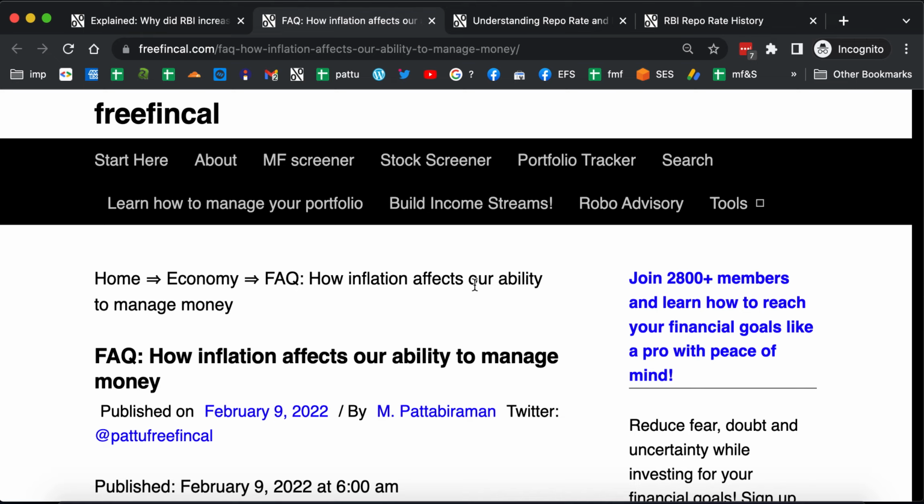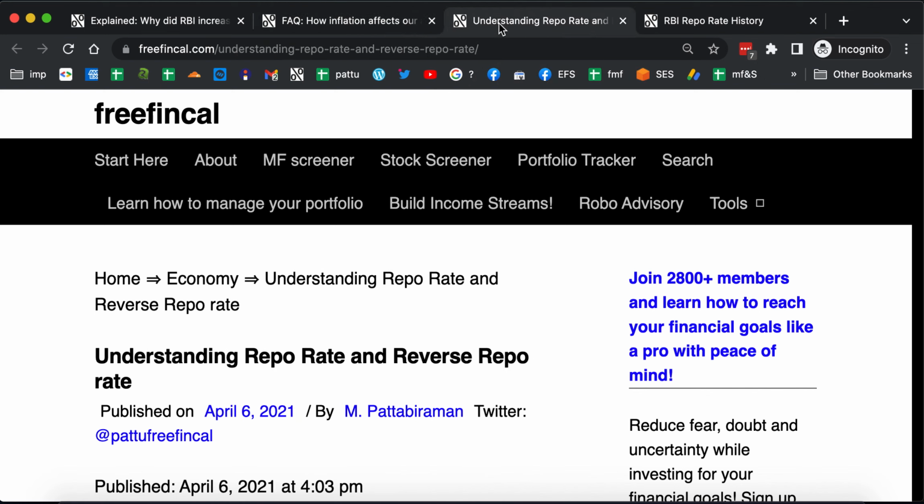but it has gone past this target and it has gone close to 7%. That's the reason why RBI wants to act immediately, and to do that, what they have done is they have increased the rate at which the banks borrow money from RBI. This rate is known as the repo rate. We have another detailed article called Understanding Repo Rate and Reverse Repo Rate, why and how RBI controls money supply in the economy, and so on. I would recommend that you look at it.